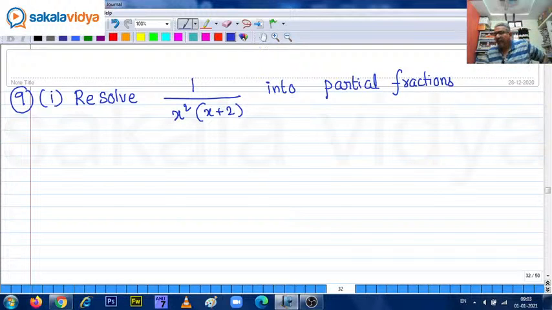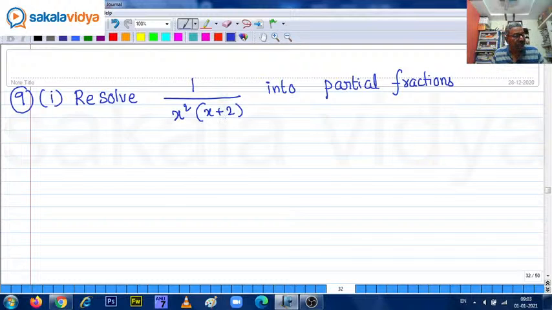Okay, first this question. What is the difference between type 1 and type 2? You check here. In type 1 we have x only, but here x square, that means x is repeated 2 times. As x is repeated 2 times, we get 2 partial fractions. For x plus 2 we get 1 more partial fraction. Total 3 partial fractions we shall get, and those 3 partial fractions need to be evaluated.